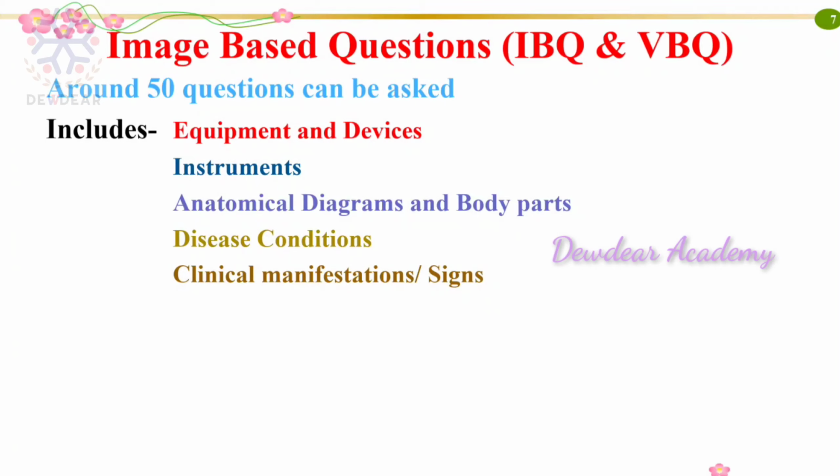Or exophthalmos. The image of the person with exophthalmos will be given, so you have to identify that. Like the clinical manifestations or some of the signs like the Kernig sign or Chadwick sign. So these are just the examples of these clinical manifestations or signs.